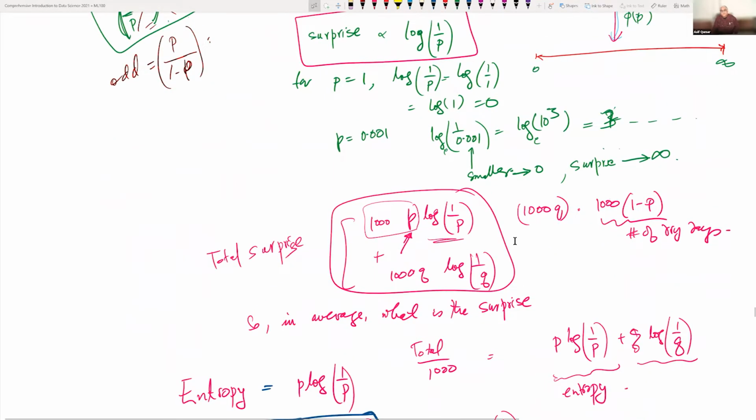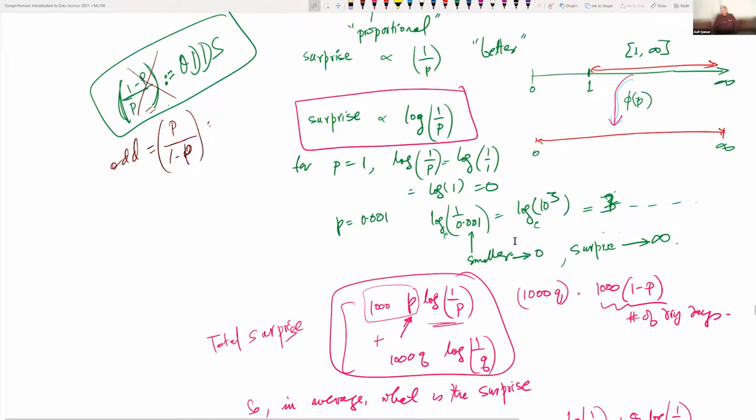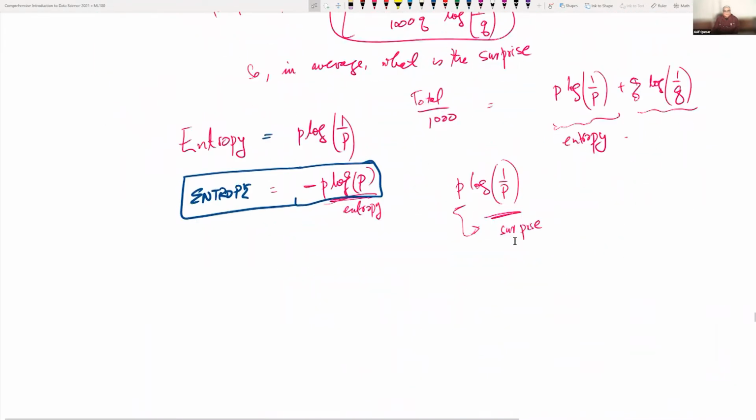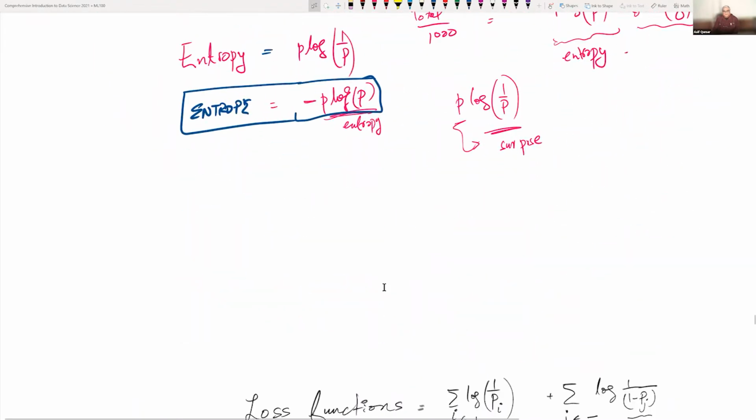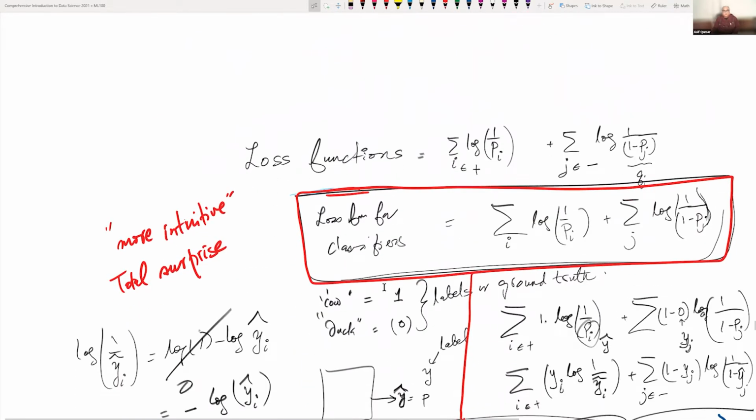Now, when you're flipping coins, etc., the average surprise that you have per trial is called the entropy. And when you work it out, it comes out as negative p log p, which is the traditional form in which you see it.